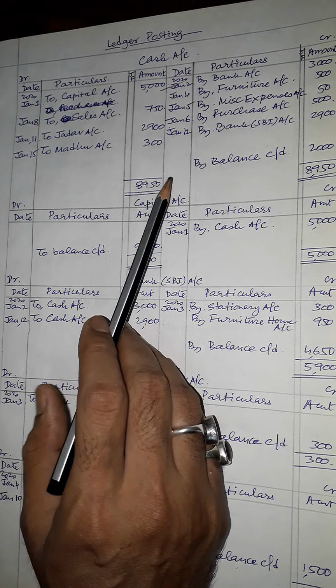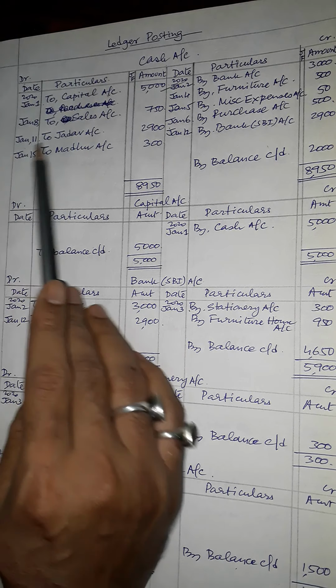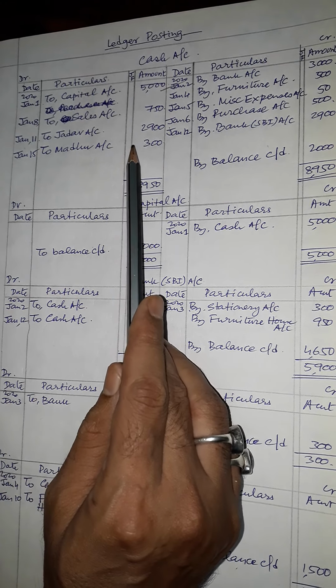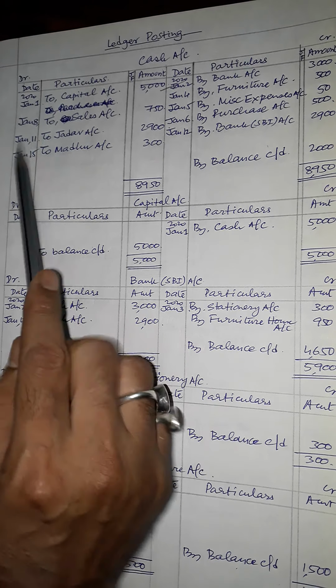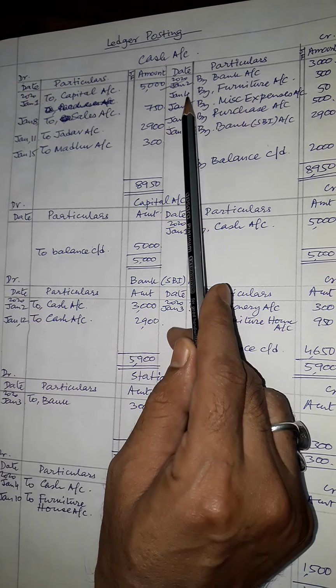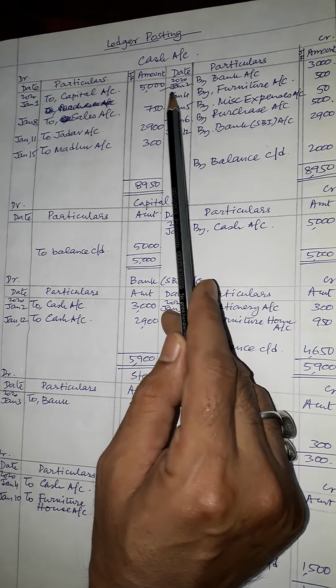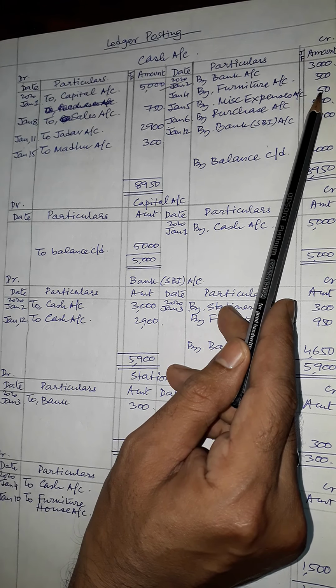So a ledger account looks like this. Here we have date column, particulars column, journal folio column, amount column. Again, this is the debit side. We have written debit on the topmost left side, and in the credit side there is again date column, particulars column, journal folio and amount.